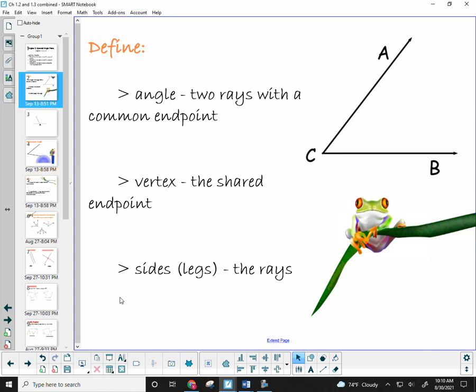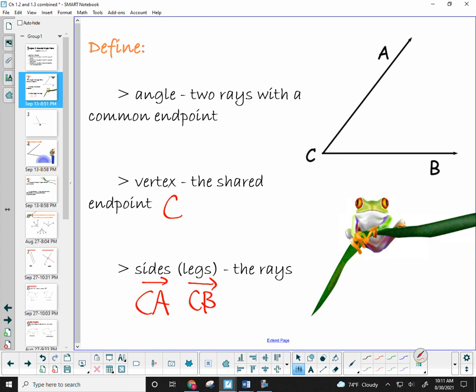The vertex is that common endpoint that they share. So in this figure here, C is my vertex. It's like the hinge of the angle. The sides of the angle, sometimes they're called legs of the angle, sometimes they're called the rays of the angle. All of those are correct terminology. The rays in our case are going to be CA and CD. Remember with naming rays, you have to list that endpoint first. Questions on the parts of an angle?